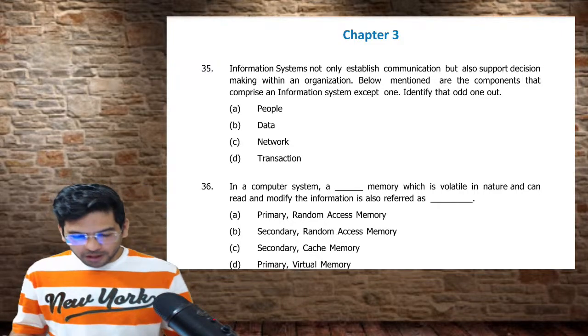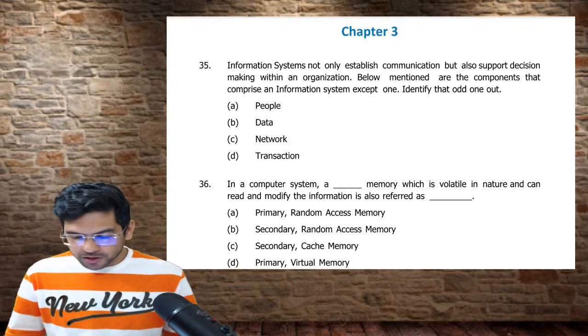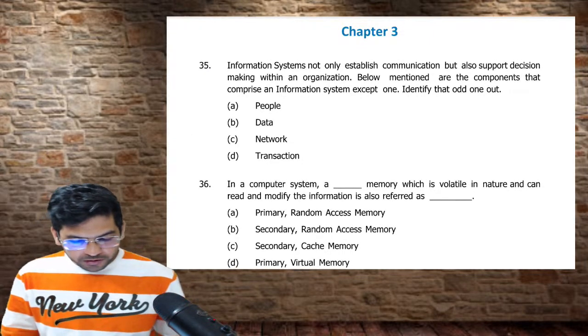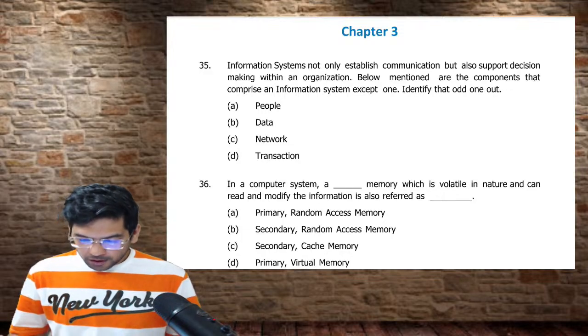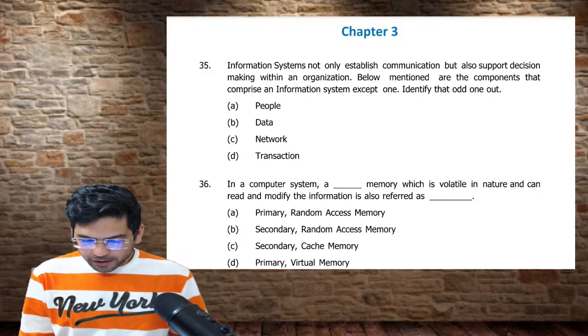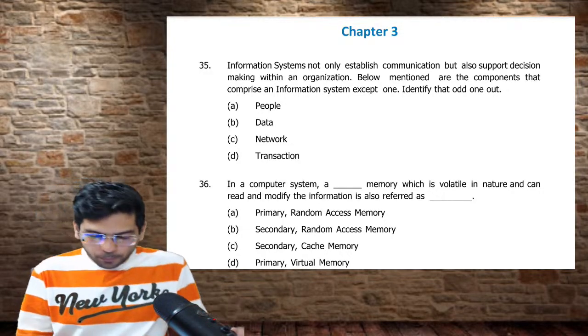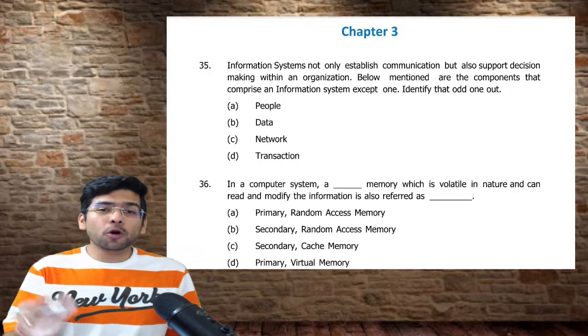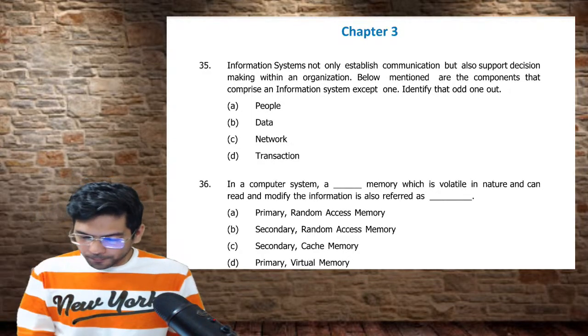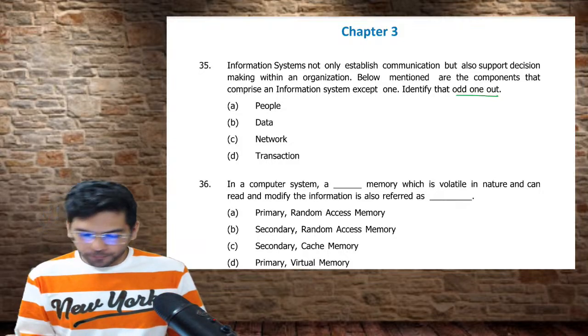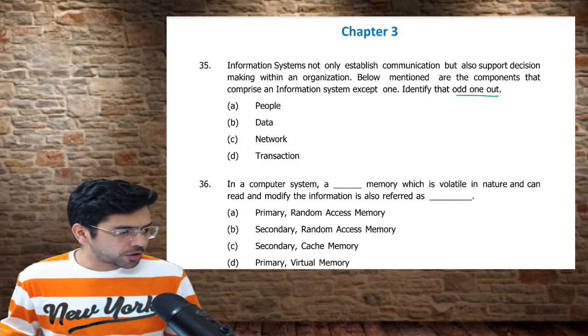First question: information systems not only establish communication but also support decision making within an organization. Below mentioned are the components that comprise an information system except one. So they have mentioned the various components of information system except one. Identify the odd one out. A pretty simple question.